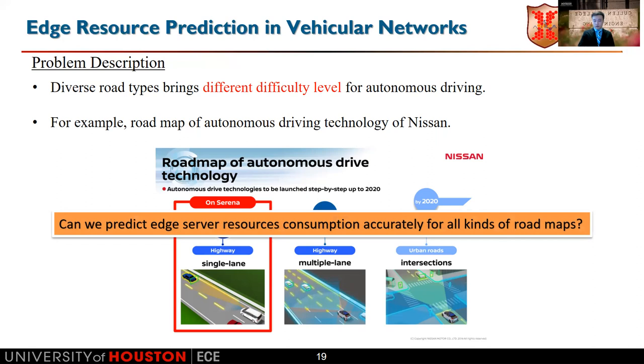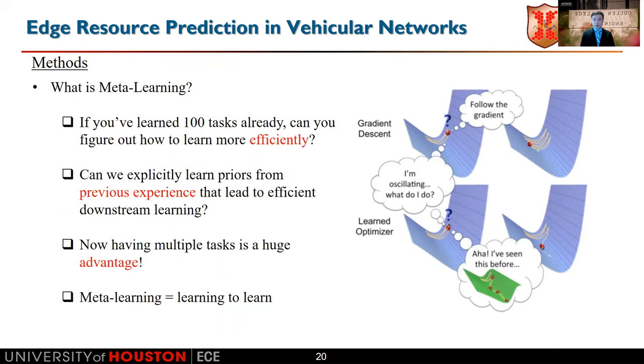So to solve the problem, we consider a meta learning approach. So what is meta learning? Like if you have already learned 100 tasks, can you figure out how to learn new tasks more efficiently? So just like the figure shows, the general gradient descent process. After reaching a specific situation, for the next step, which direction should you go?